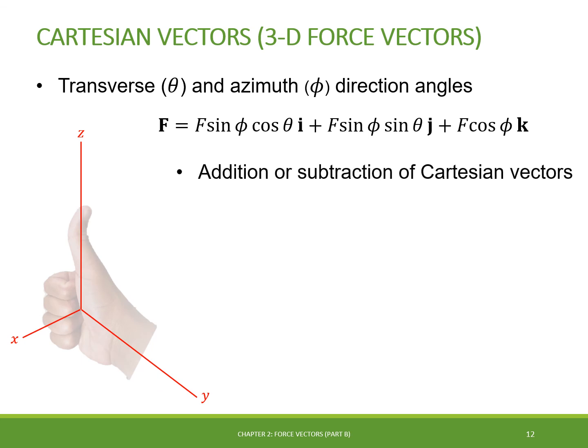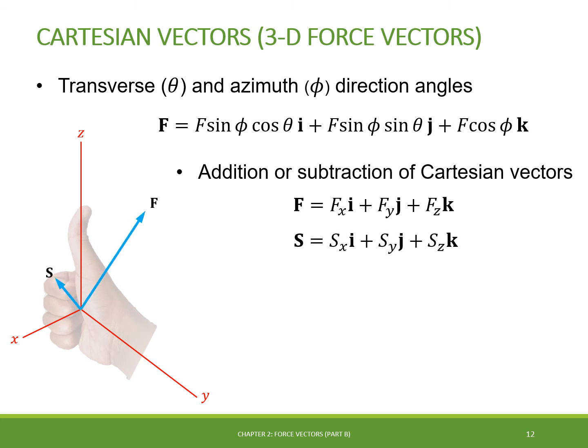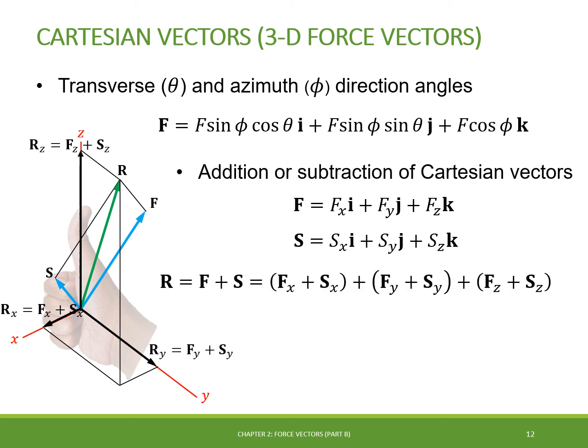With all this background on Cartesian representation of force vectors, we are now ready to present a generic formulation for the addition or subtraction of multiple vectors. Let's consider that we have two force vectors, F and S, mathematically represented by this Cartesian vector form. Let's then say that we want to add them to find the resultant force R. A convenient way to do so is through the decomposition of R into its x, y, and z components, which will be the sum vector of the components of F and S individually.